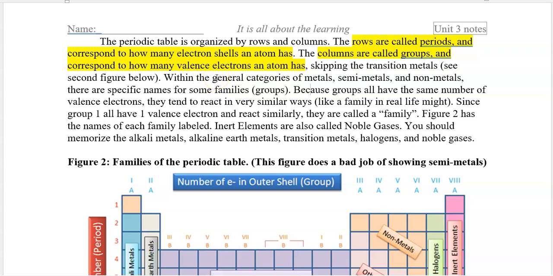Within the general categories of metals, semimetals, and nonmetals, there are specific names for some families, which are groups. Because groups all have the same number of valence electrons, they tend to react in very similar ways, like a family in real life might.